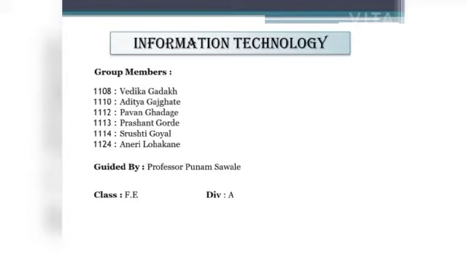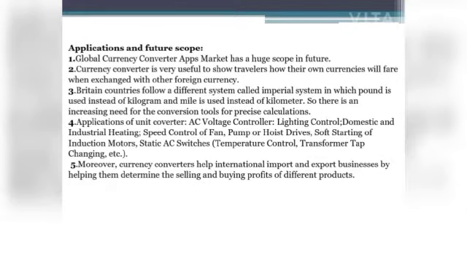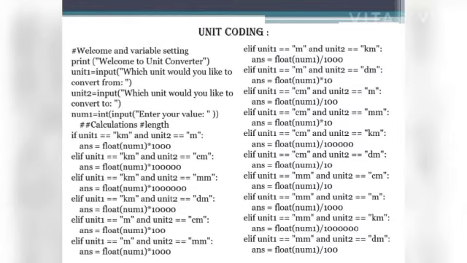We have created a unit and currency converter using Python which can be used for various educational as well as worldwide exchange purposes. I'm here to present about the unit converter while my teammate Vedika is going to present about the currency converter. So about the unit converter, a unit converter has more than 200 lines of code, more than 100 unit conversions and about 7 plus categories including temperature, pressure, speed, area, volume, weight, length and power.